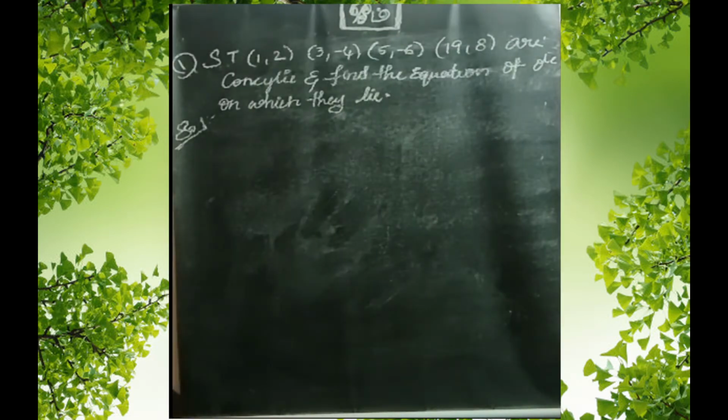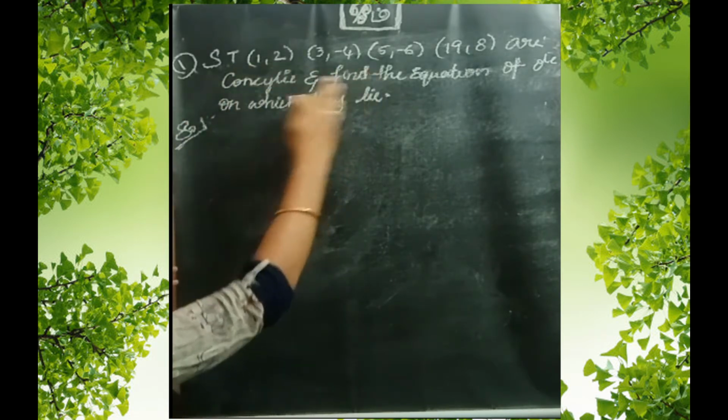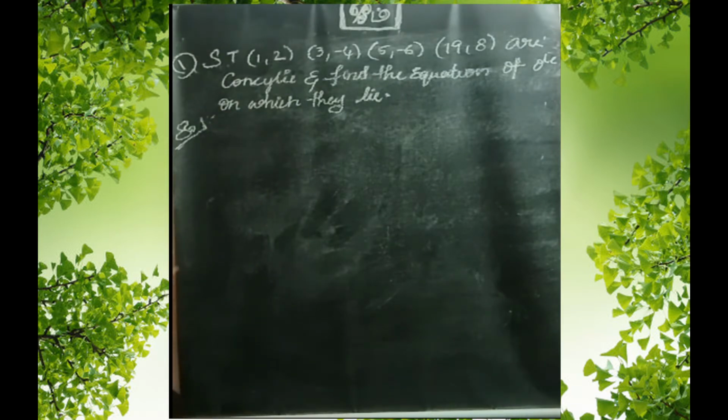Now this is the problem. Show that (1, 2), (3, -4), (5, -6), (19, 8) are concyclic. That means we have to prove these 4 points are concyclic and find the equation of the circle on which they lie. Okay, now we go first.